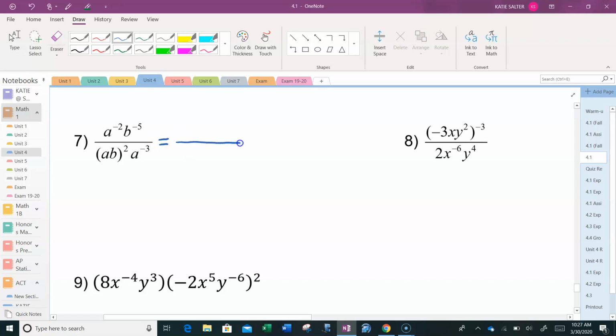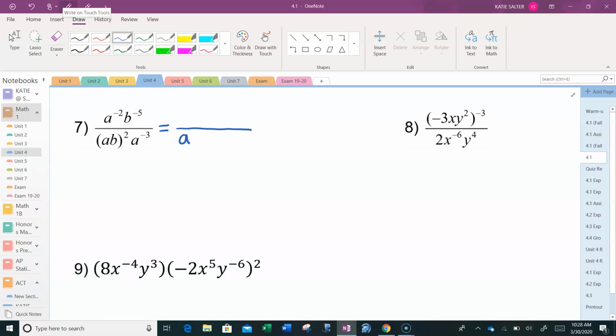So I'm just going to draw our division bar here. b squared in the denominator is the only thing being raised to a positive exponent, so it will not move. Go ahead and just distribute that square there. That would be a squared, b squared, and those will stay in the denominator. Everything else needs to move. So a to the negative 2 moves downstairs and it becomes a to the positive 2. b to the negative 5 moves downstairs, it becomes b to the positive 5. And then this a to the negative 3 moves upstairs and becomes a to the positive 3.